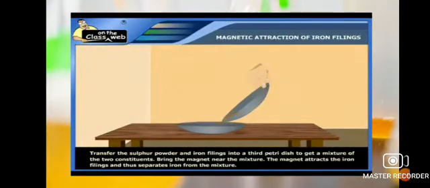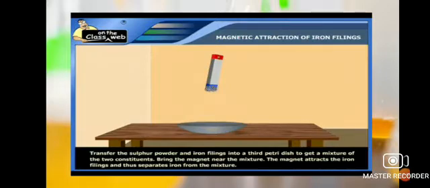Here you can see this video: magnetic attraction of iron filings. This is a bar magnet, here it is taken. And easily you will find all this magnetic substance, that is the pieces of iron, get attracted and thus they are separated.